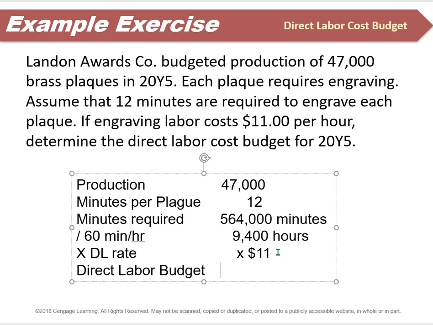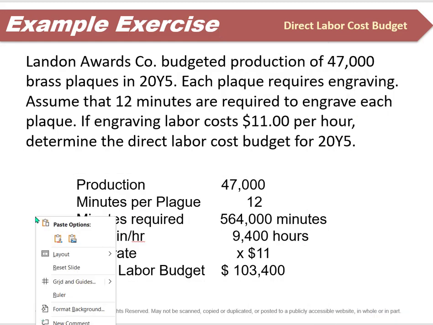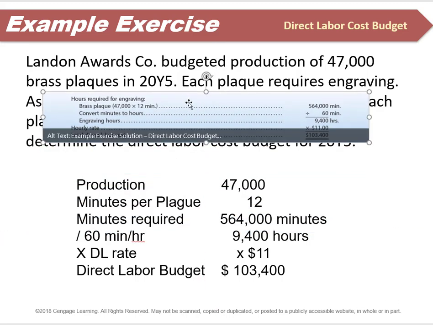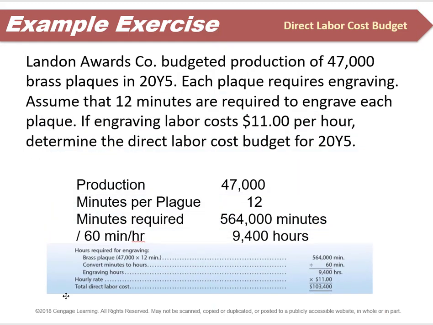Oops. 103,400. Okay, do you think we're right? Here's our cheat sheet here. Yep, 103,400, that's their number. All right, but have it make sense to you when you do it so that it's all normal.